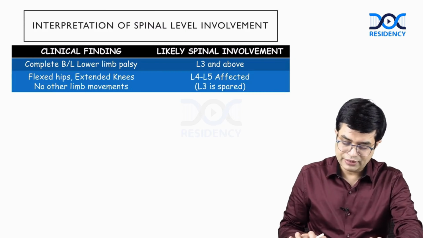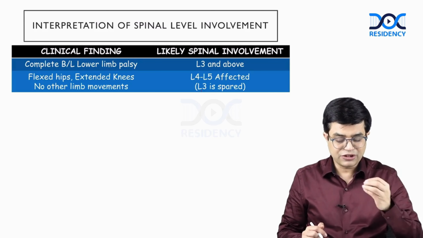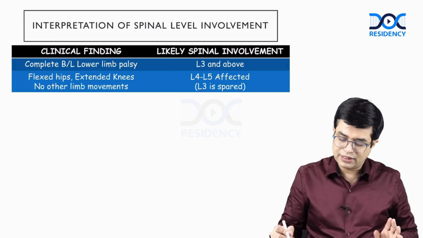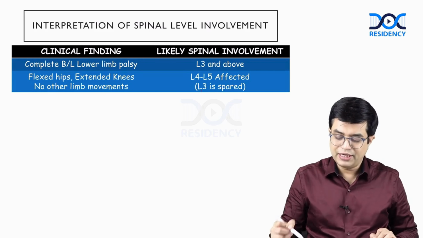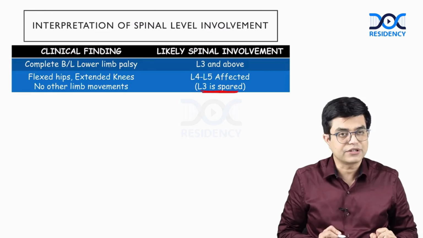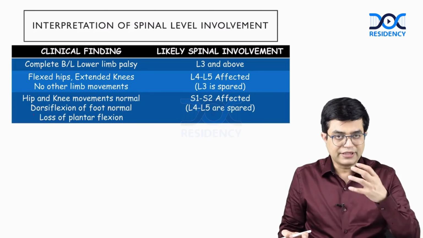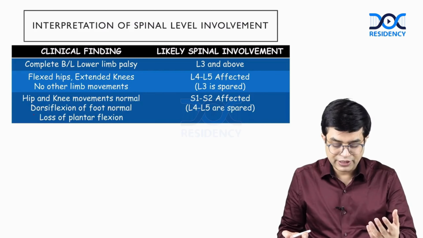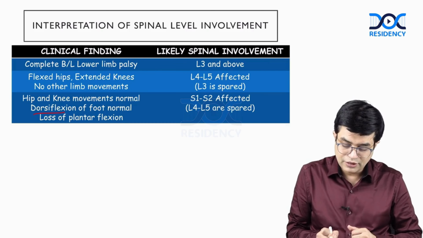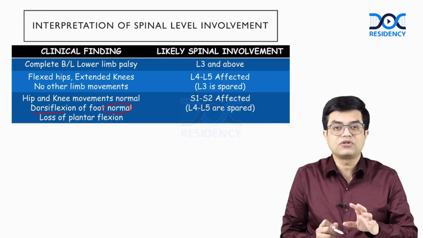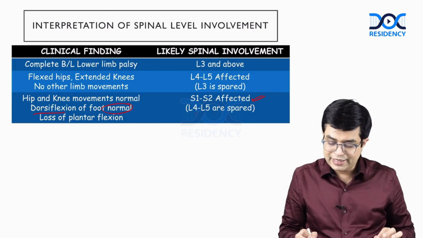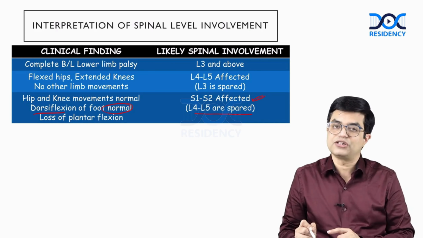In case you find that the child is having flexion of the hips, extension of the knees, but no other limb movements are there, the likely spinal involvement is going to be L4, L5, and L3 will be spared in such patients. In case you examine the child neurologically and you find that the hip and knee movements are normal, dorsiflexion is also normal, but plantar flexion is lost, then S1, S2 is the spinal level involvement and L4, L5 are spared in such a child.